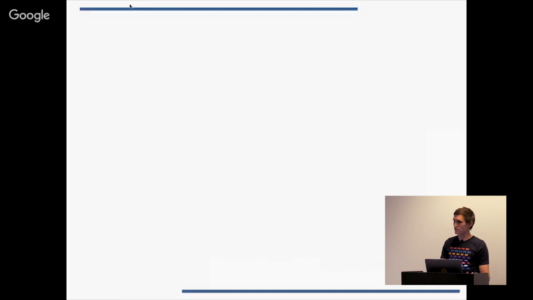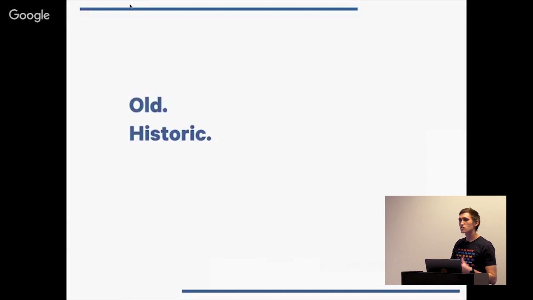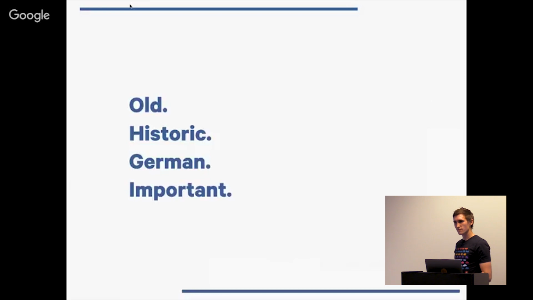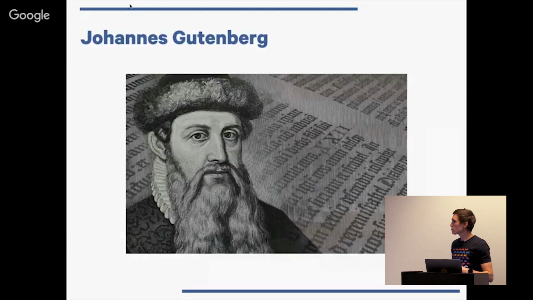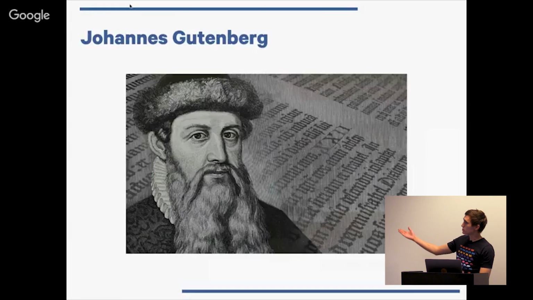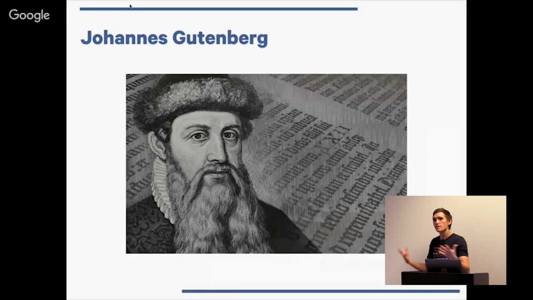Calligraphy. Storybook. All right. So the words I used: old, historic, German, important. It feels like someone really knows what they're doing if they're writing in that font. And this is actually called Blackletter. It's a whole family of fonts that all derives from Johannes Gutenberg, because it was one of the very first, if not the first family of fonts ever used in print.